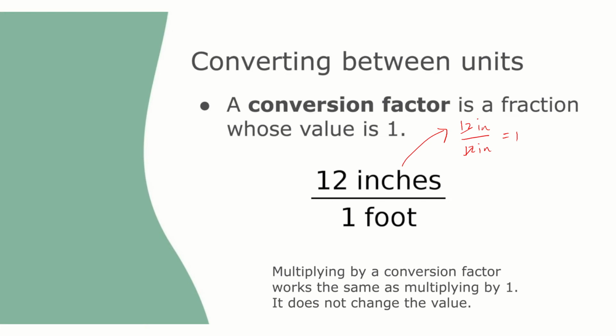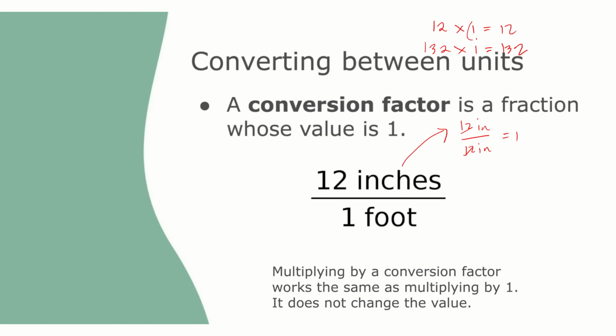And multiplying by a conversion factor works the same as multiplying by 1. Remember, anything multiplied by 1 will retain its identity. Just like before, no matter what number that is, let's say 12, 12 times 1 is just 12. Or even let's say 132. No matter what number that is, as long as it's multiplied by 1, you're not actually changing it at all. So we're using that concept when we try to convert.